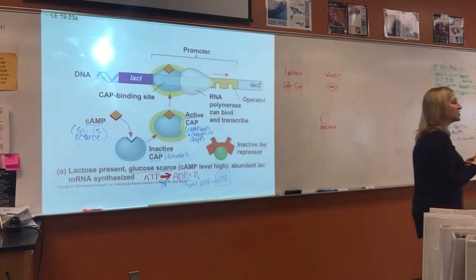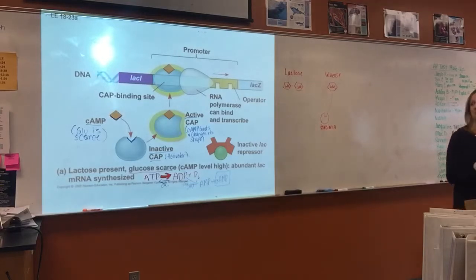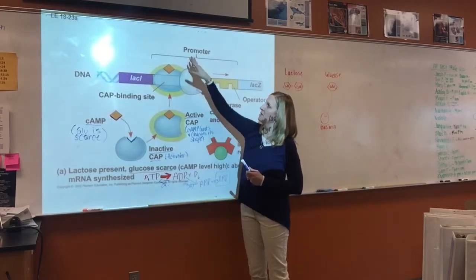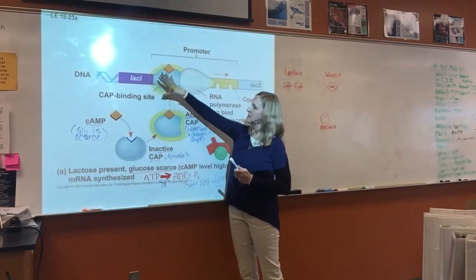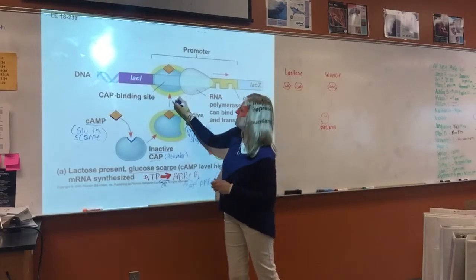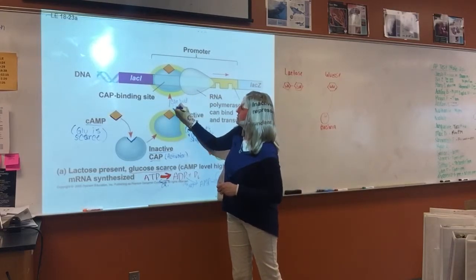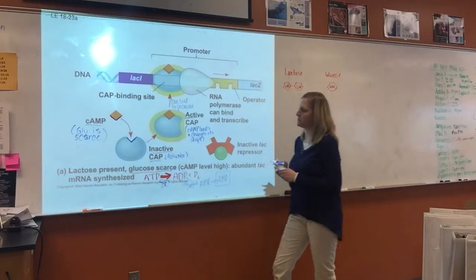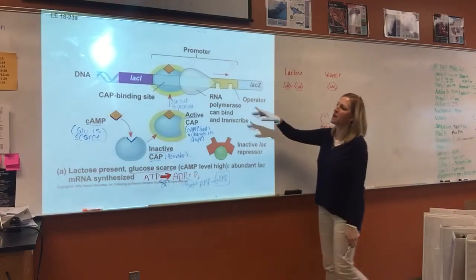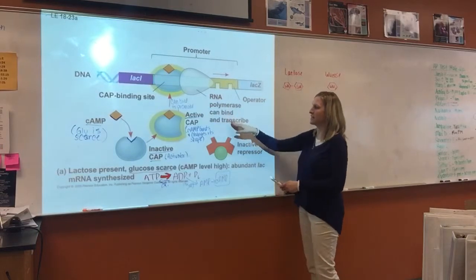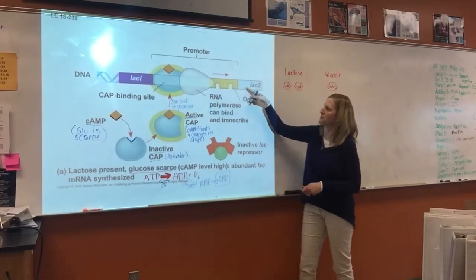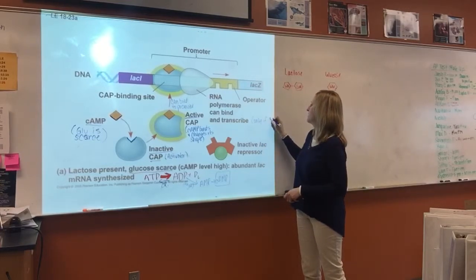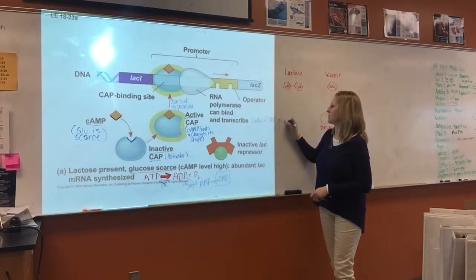So once it's in the active shape, what does it do according to this picture? It binds to the promoter. There's a special binding site, so it binds here. This active CAP can now bind to the promoter. It couldn't bind unless it's in the right shape. And then when it binds to the promoter, RNA polymerase can bind and can therefore transcribe the genes. So this is only if CAP binds to the promoter.